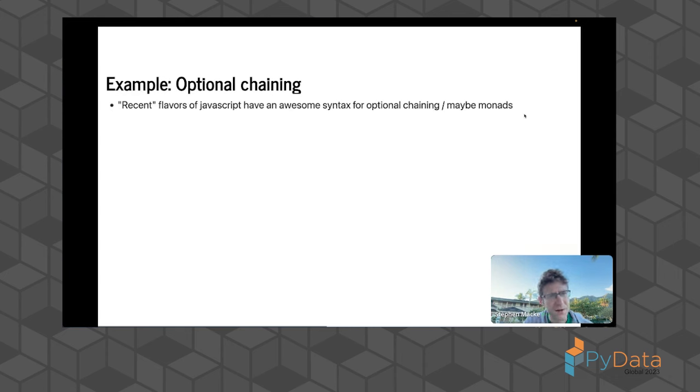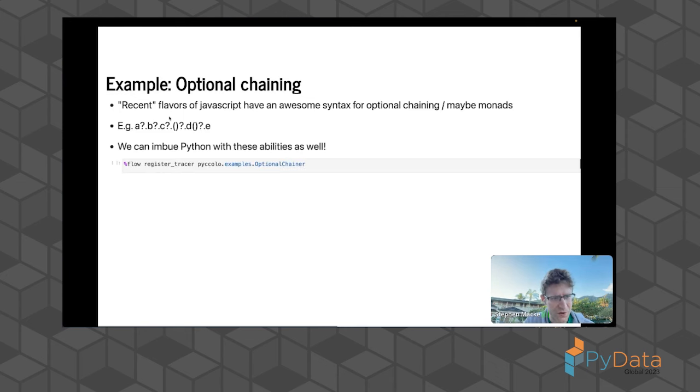So this is inspired from recent flavors of JavaScript, which actually have this great syntax for what's called optional chaining, or maybe monads, where you can say, hey, if I don't know whether some variable is null or not, I can prefix it with a question mark before I do a dot. And then that way, even if it's null, we can coalesce subsequent things into a null value without a bunch of if-else statements to check everything. So we can actually add this to Python, it turns out.